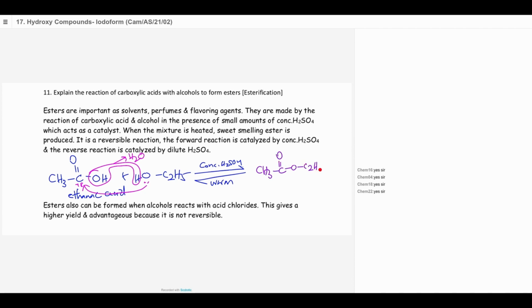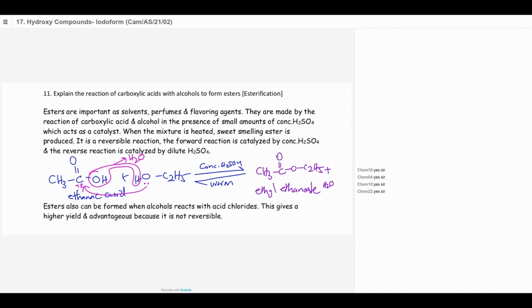So the product will be the ester, ethyl ethanoate, and water will be produced as a byproduct. This is ethyl ethanoate. I hope you remember how to name esters. When you're naming esters, first you name the alcohol part, ethanol. That means what comes next to oxygen is named first. This is ethyl. That is named first, and then you name the rest of it, ethanoate, right? So ethyl ethanoate plus water as a byproduct.